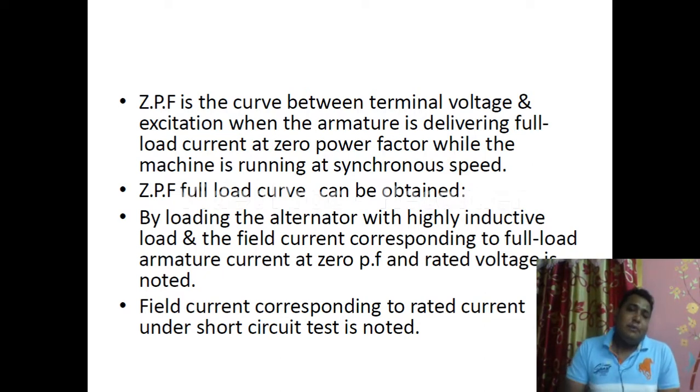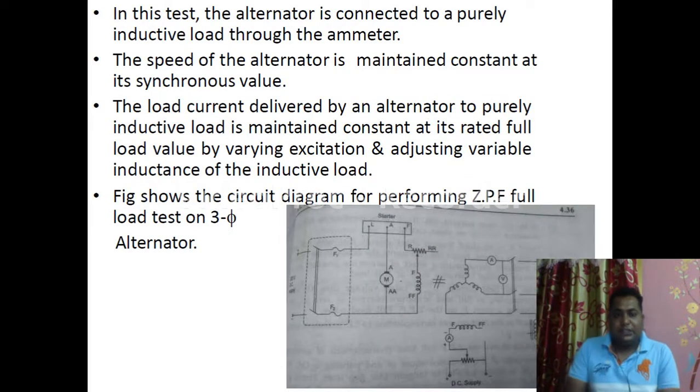That means it is very important to find this zero power factor curve, and this curve is drawn between the terminal voltage and the excitation when the armature is delivering the full load current. And we have to remember the power factor is zero, and the machine has to run at synchronous speed. The field current corresponding to the rated current under short circuit test is noted down. So the zero power factor armature current, we have to note down. Then the field current corresponding to the rated current under short circuit, we have to note down. So coming to the next presentation.